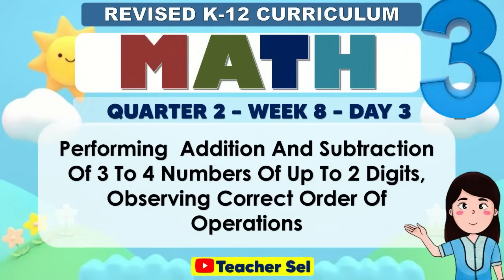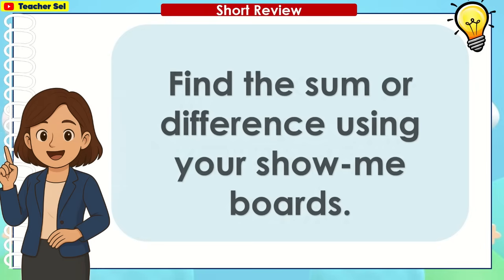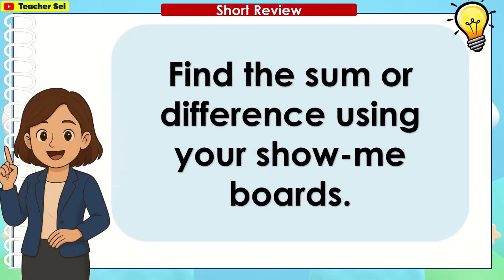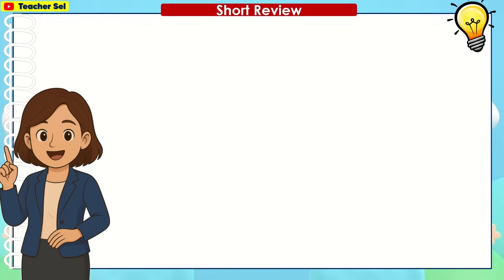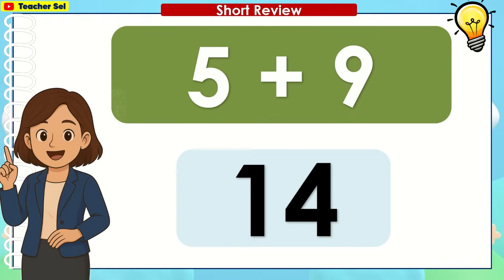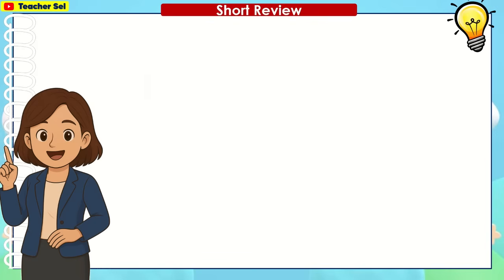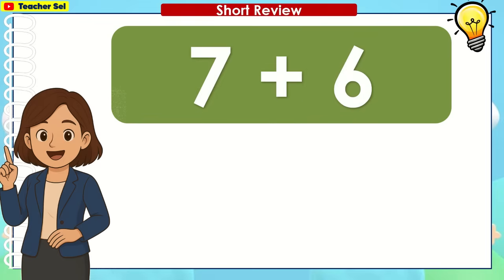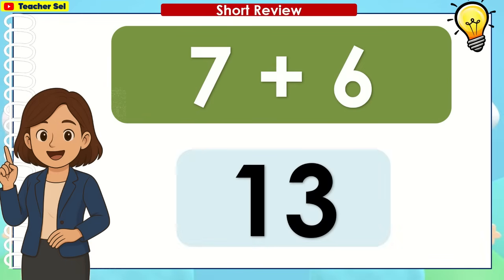For day 3, performing addition and subtraction of 3 to 4 numbers of up to 2 digits, observing correct order of operations. Find the sum or difference using your show me boards. 5 plus 9. You're right, the answer is 14. 7 plus 6. 13.